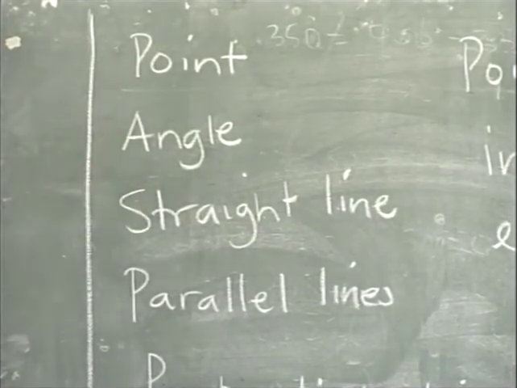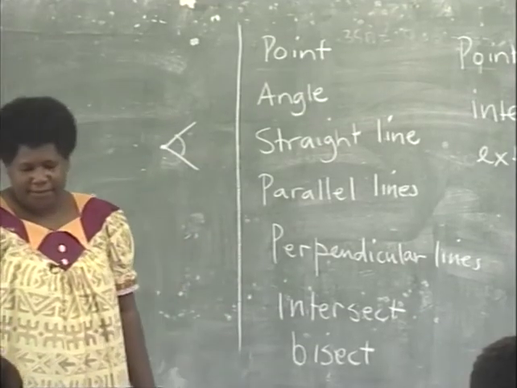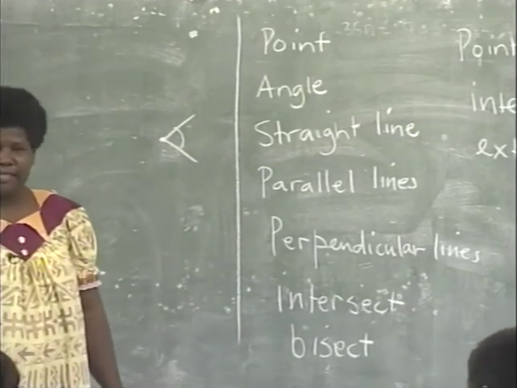Kila, what is an angle? When two lines meet, they form an angle. Where do they meet? At a point. Okay, at a point, that's important. When two lines meet at a point, they form an angle. The space between the two lines is called an angle, okay? The space formed between two lines that meet at a point.